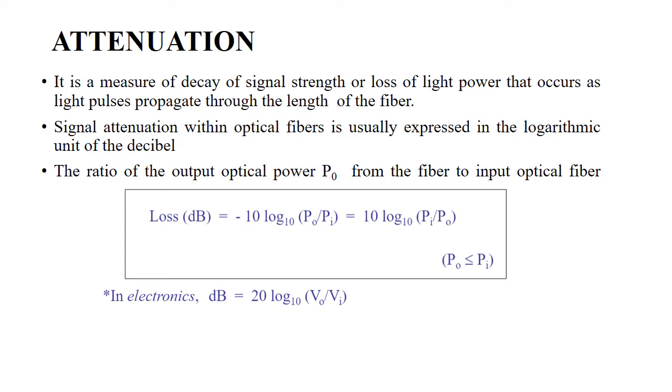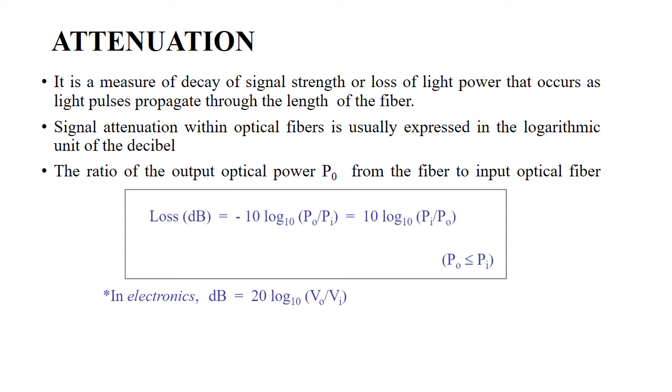So the ratio of the output optical power P0 from the fiber to the input optical power Pi is defined as loss in decibel equal to minus 10 log base 10 P0 by Pi, that is 10 log base 10 Pi by P0, where P0 is less than or equal to Pi. In electronics, we describe the decibel value as 20 log base 10 of V0 by Vi.